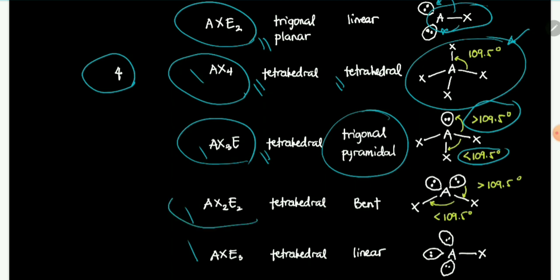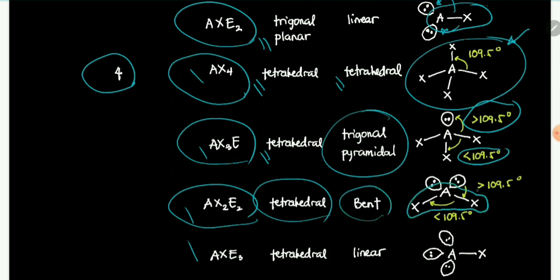Okay? So, for the next one, we have AX2E2. Tetrahedral pa din yung na-form niyang electron pair geometry, pero bent na yung kanyang molecular geometry due to this. Okay? So, yung mga bonding pairs, bent na yung shape na na-form. So, again, greater than 109.5 in geometry na na-form between the lone pair and the bonding pair. So, between bonding pairs, less than 109.5 na siya.